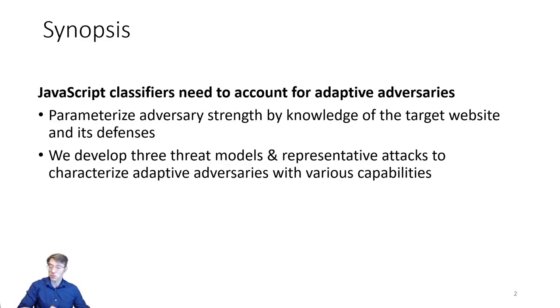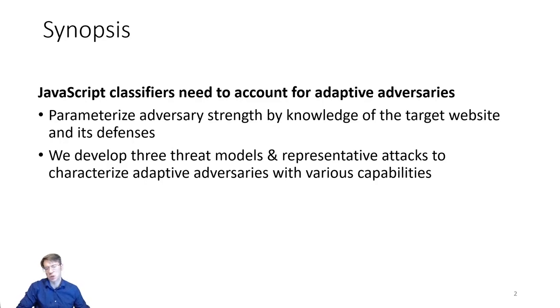The one-slide synopsis of this work is that JavaScript classifiers need to account for adaptive adversaries. We show this and make this task easier by parameterizing adversary strength by knowledge of the target website and what defenses are being deployed on that target website. We also develop 3 different threat models that correspond to different adversary strengths and show representative attacks in these models. We also use them to characterize the adversary's various capabilities.